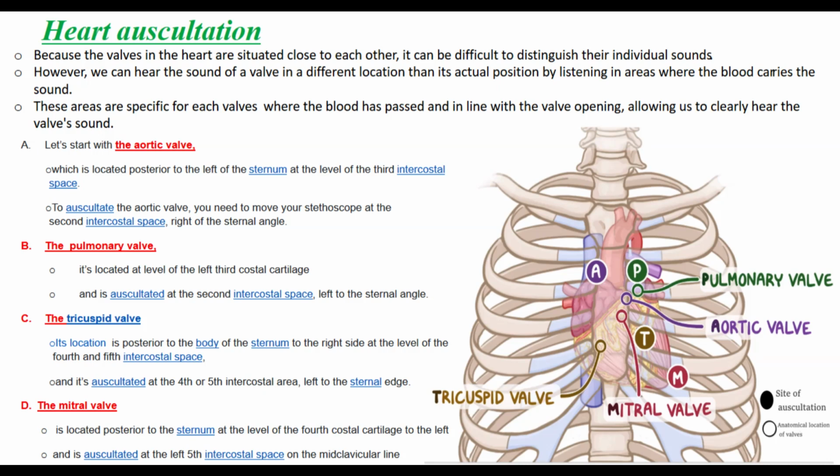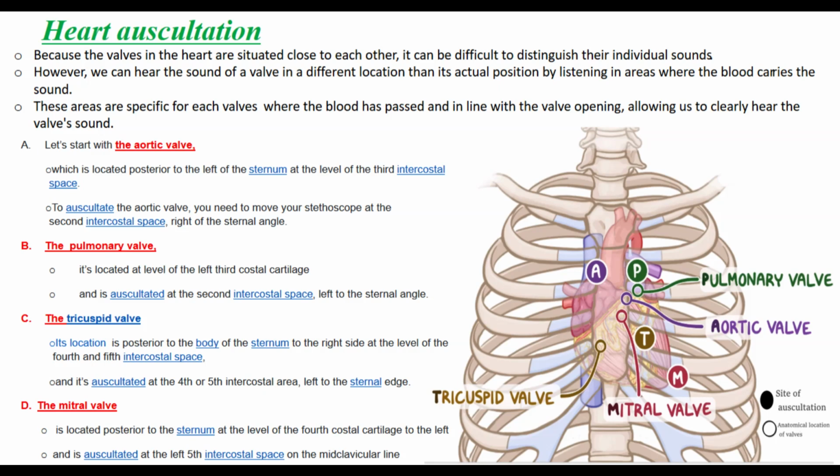Now, let's start with the aortic valve, which is located posterior to the left of the sternum at the level of the third intercostal space. To auscultate the aortic valve, you need to move your stethoscope to the second intercostal space, right of the sternal angle. The pulmonary valve is located at the level of the left third costal cartilage, and is auscultated at the second intercostal space, left of the sternal angle.